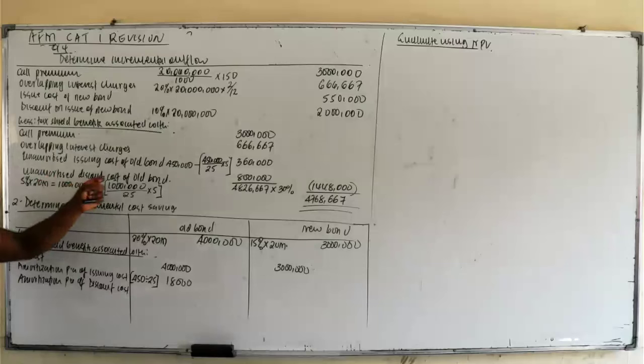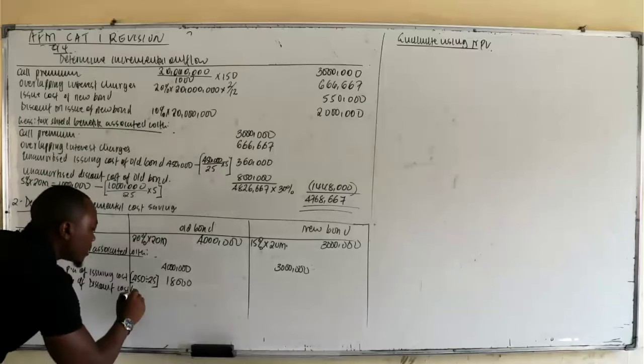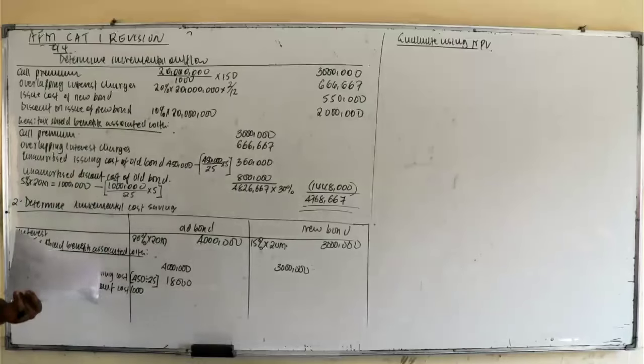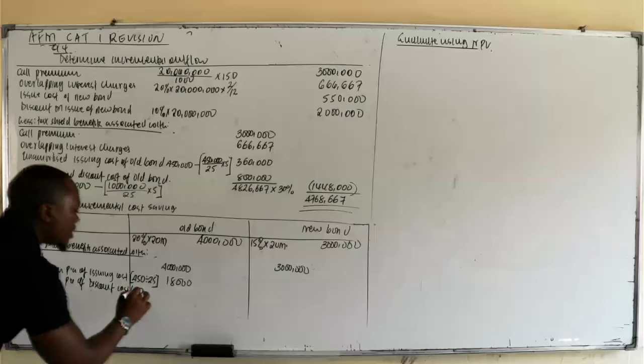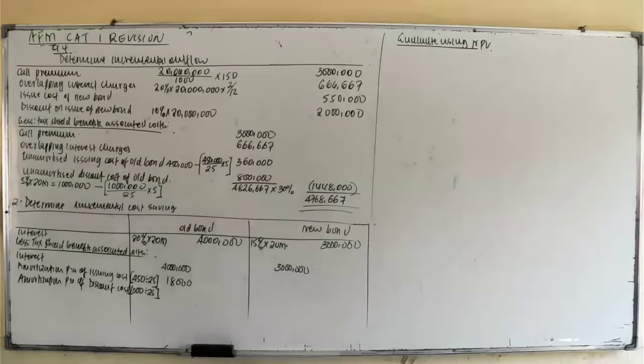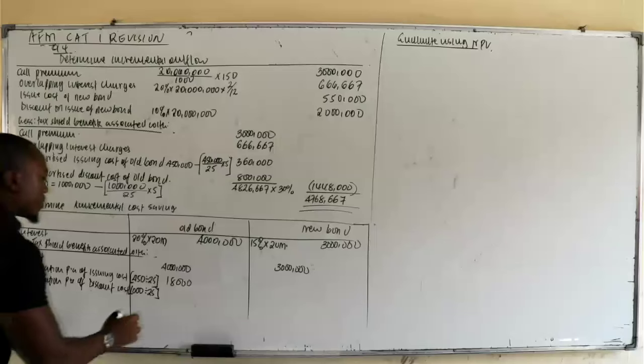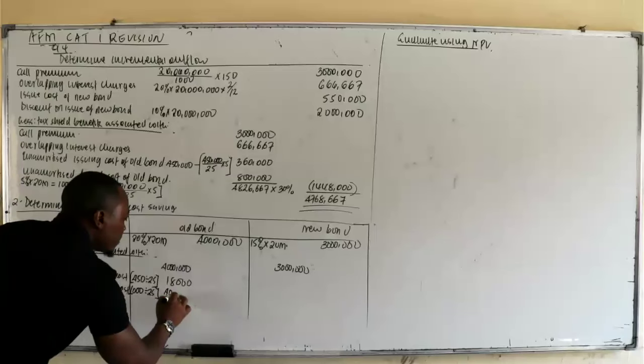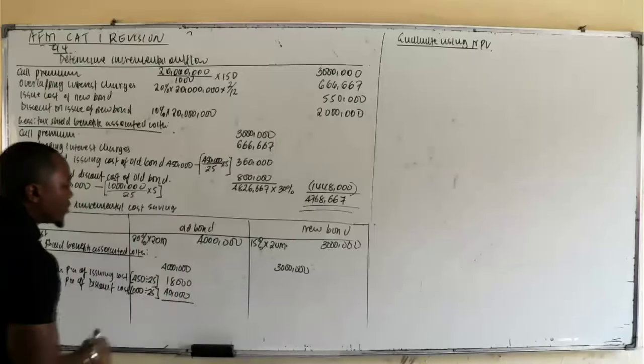The discount on the old bond was an amount of 1 million, of which the bond was for 25 years. So you divide by 25 to get the amortization per annum. How much is that? 40,000. So now give me the total.